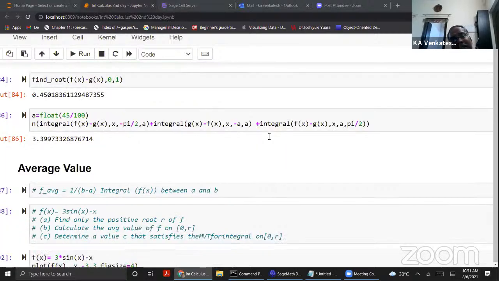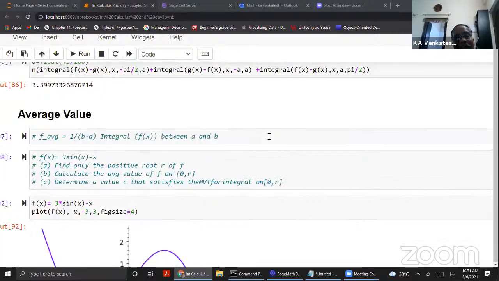Now the average value and the mean value theorem of integral calculus are almost the same. What is the difference? The average value of the function f on [a, b] is 1 by b minus a times the integral from a to b of f of x dx. In the mean value theorem, this average value is supposed to coincide with the value at a point c, f of c. In other words, there is a point c between a and b such that f of c equals 1 by b minus a times the integral from a to b of f of x dx. So that is what we have.